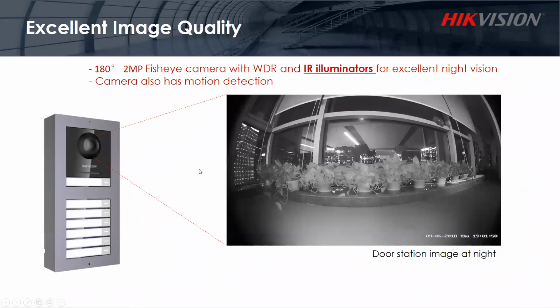All right, let's quickly have a look at the image of the main camera or the main door station. As you can see, this is a quick screenshot at night, and it shows the 180 degree, which is required for intercom applications. And it is 2 megapixel. So it's a high definition camera, a 2 megapixel fisheye camera with WDR and IR illumination for excellent night vision.